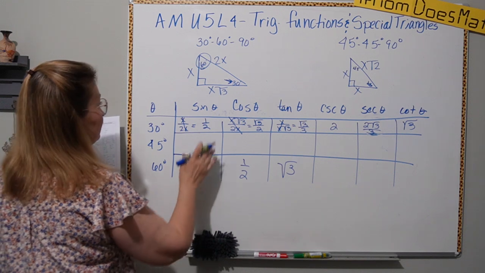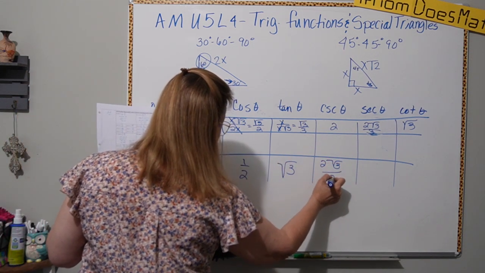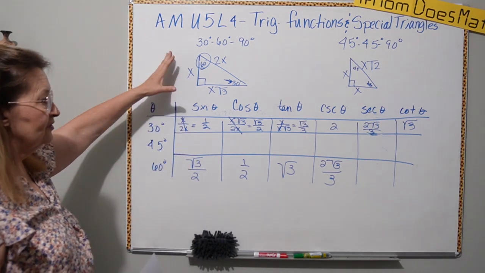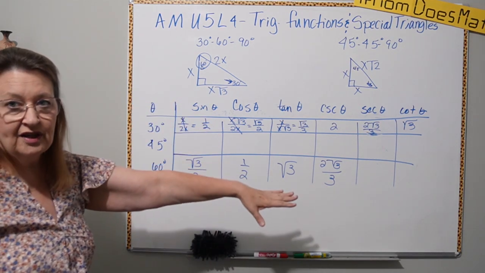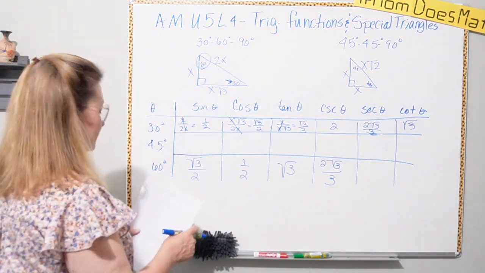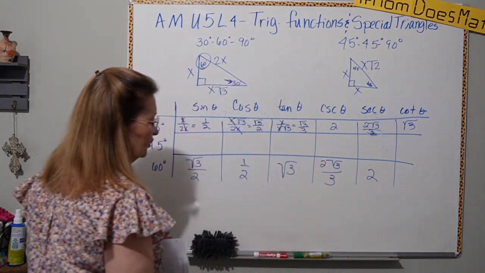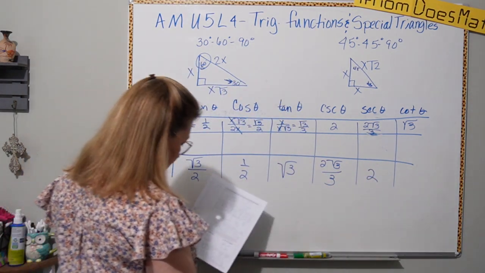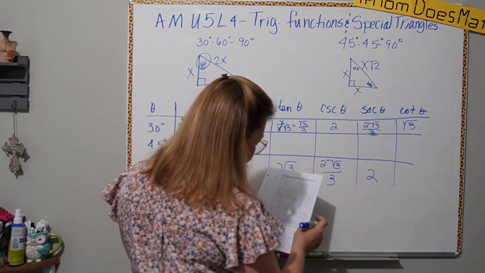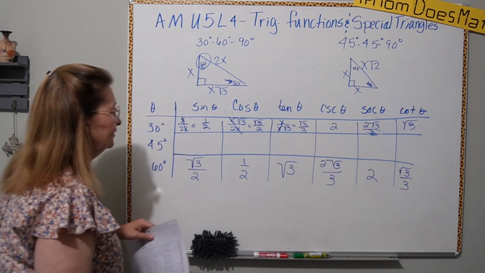The cosecant of your theta will give you 2 square root of 3 over 3. And all I've done is take the opposite over the hypotenuse, the opposite over the adjacent, and just simplified them from these expressions here. All right, your secant is just going to be this flipped, so that is 2. And your cotangent is going to be this flipped, but then it has to be rationalized, so that would be square root of 3 over 3.